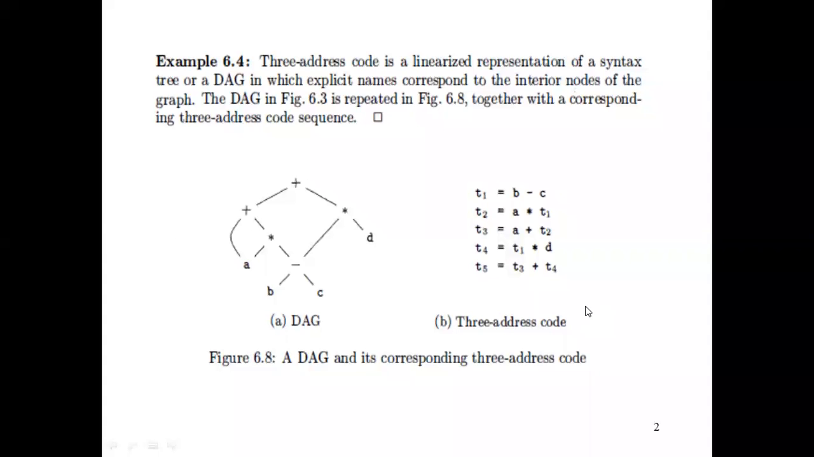What is the given expression? The expression is A plus B minus C, and again it is multiplied by B minus C into D. Ultimately we get T5 is equal to T3 plus T4. This is called the reduced form, the compact form. With the help of temporary variables, a long expression is reduced into the form of different temporary variables, and now this is the final position.